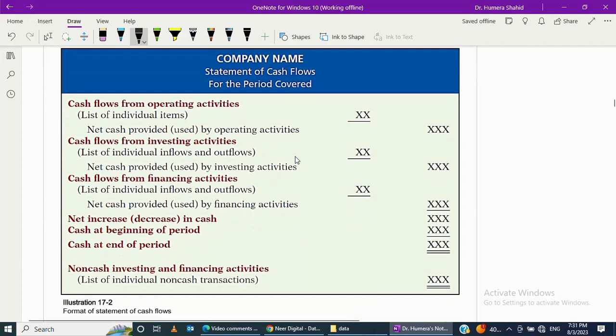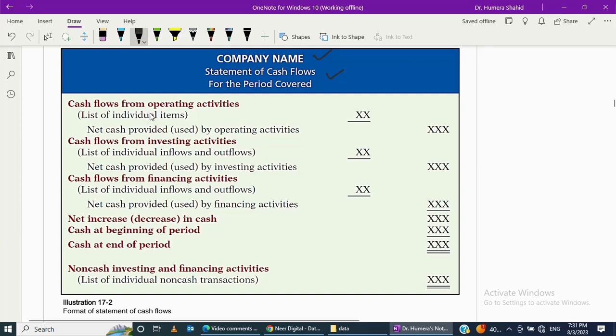Let's check how the format of the cash flow statement looks. If you see here, we will be writing the name of the company, then the statement of cash flows for the year ended, for the period ended, just like the income statement and retained earnings statement. It's not "as on", it's for the whole year, right? That's why "for the period ended".